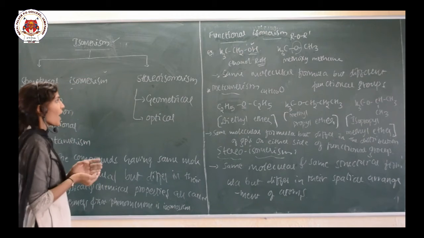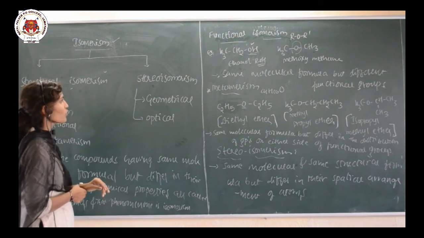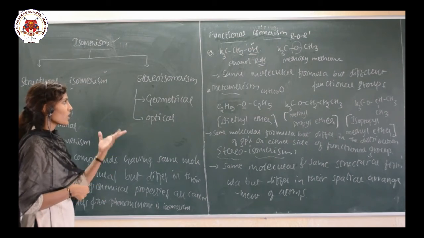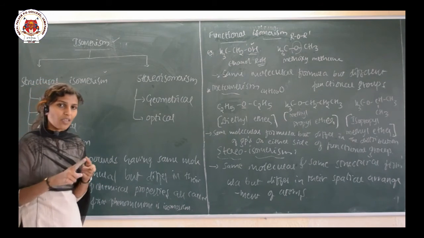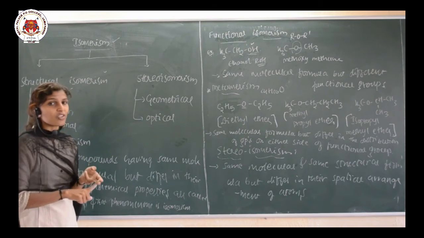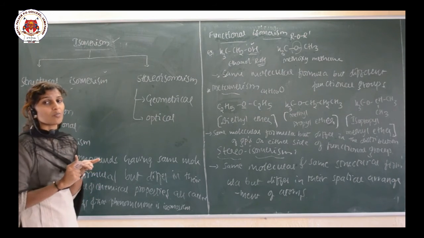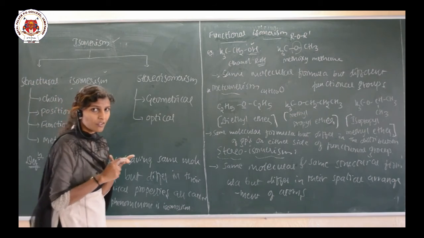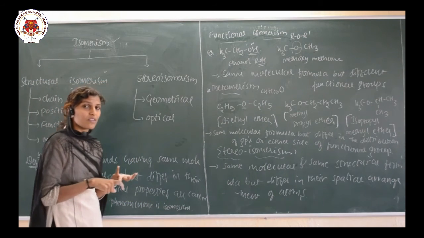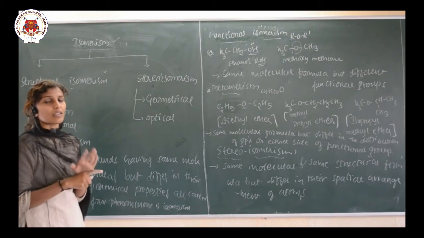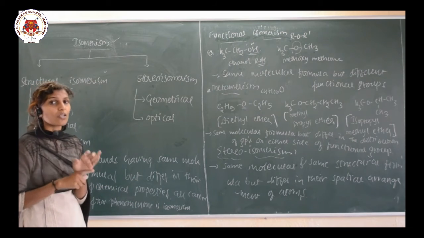Okay, and what is the meaning of stereoisomerism? Stereoisomers are the compounds which have the same molecular formula, the same structural formula, but differ in the spatial arrangement of the atoms or groups in space. Those are said to be stereoisomers, and the phenomenon is said to be stereoisomerism.